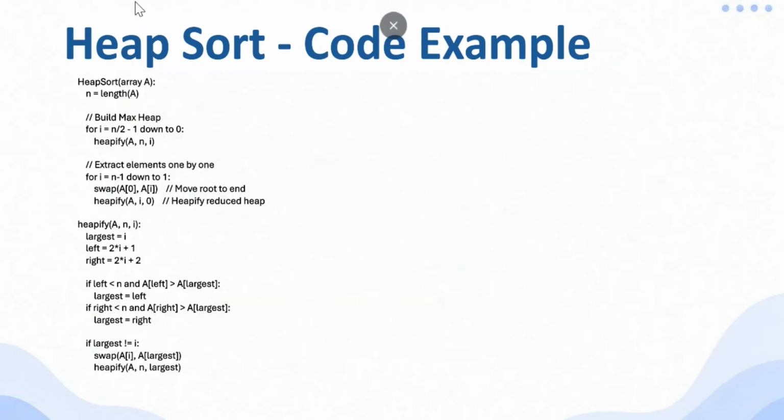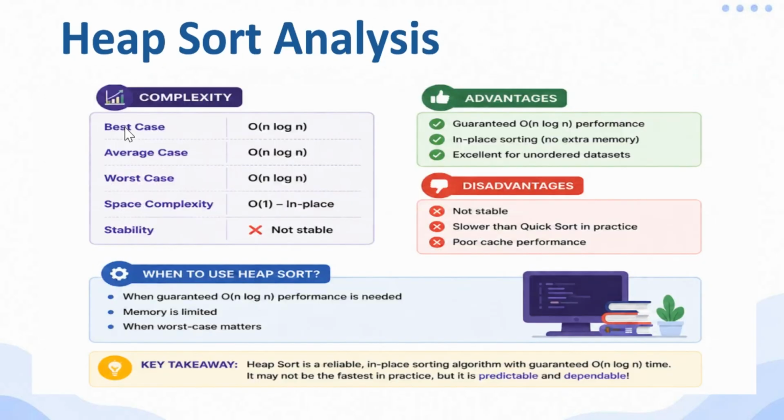So this is the heap sort code example, and you can try this with any language. And you can do something like heap sort analysis. It works in O(n log n) in best case, average case and worst case, and the space complexity is O(1). But it's not stable.